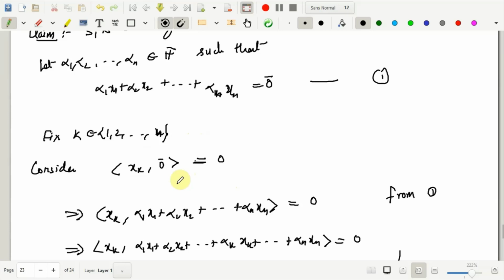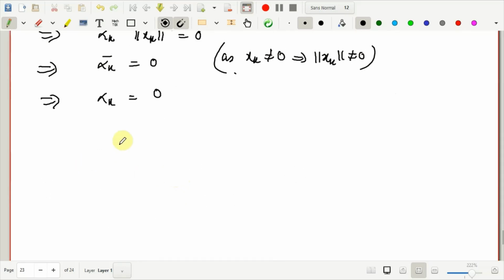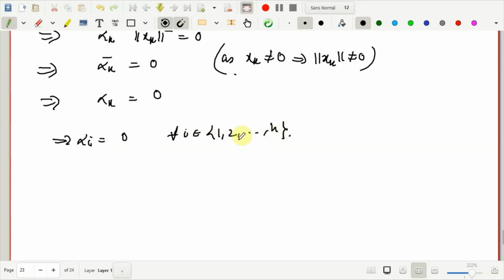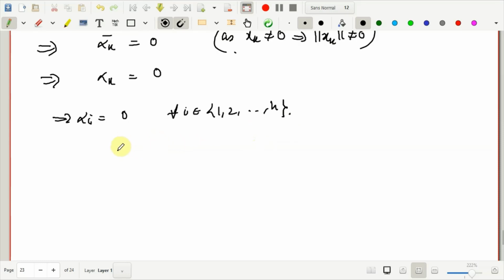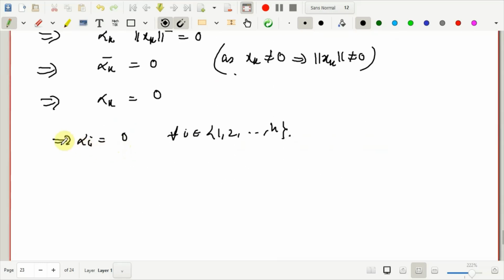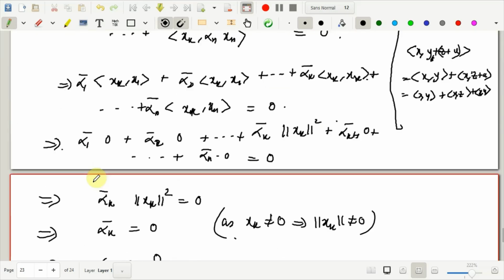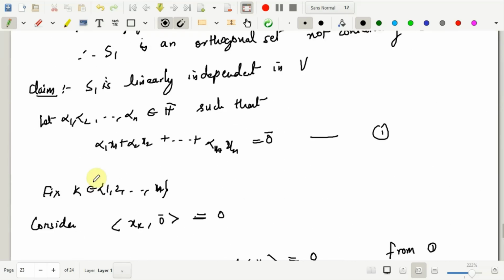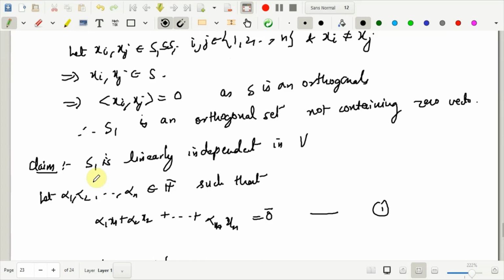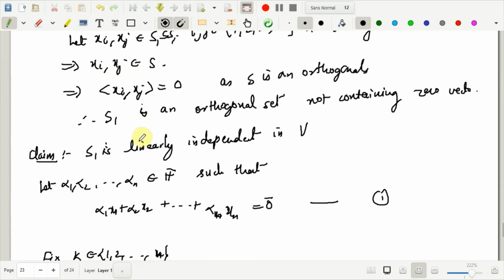Now if I vary that k over the set, then I'll show that each of these alpha i is equal to 0, for every i varying from 1, 2 till n, which says that the given set S1 is linearly independent. Therefore S1 is linearly independent. Okay, so you can go through everything, take a pause in between, review, and then proceed.